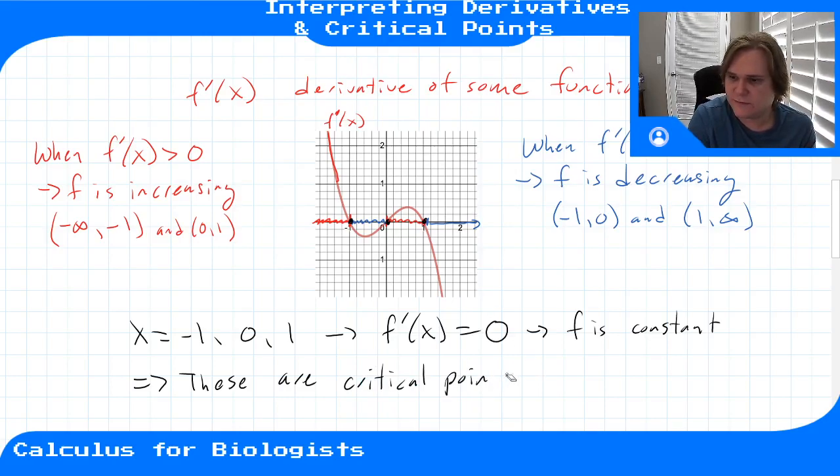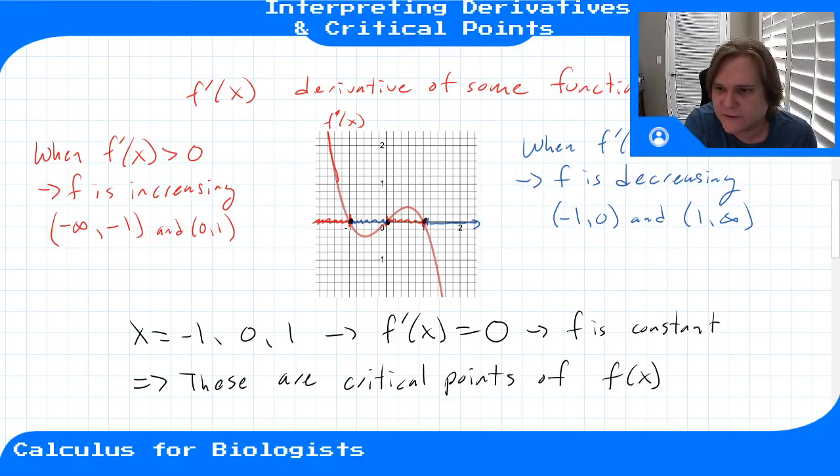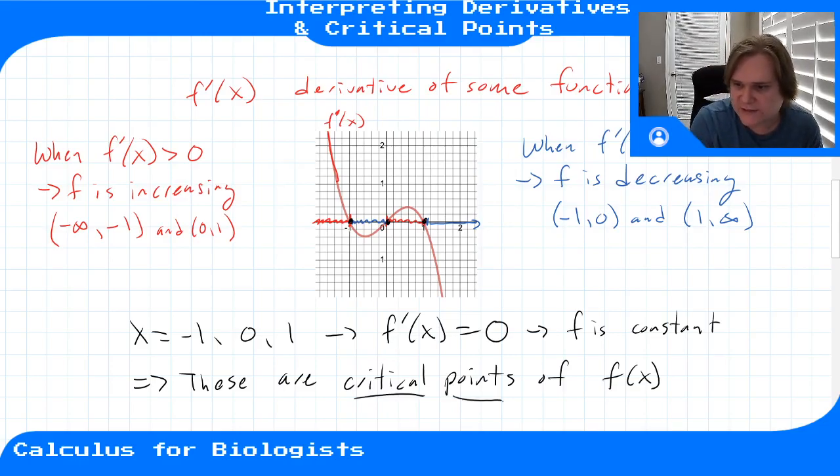These are critical points of f of x, where the derivative is 0, because they're not these nice intervals where it's either increasing or decreasing. They're really points at which the function switches behavior. We'll talk more about these later, but for now, a critical point is where the derivative is 0.